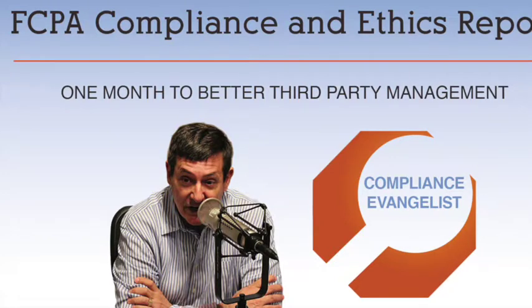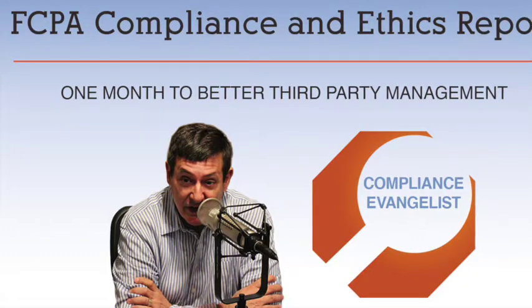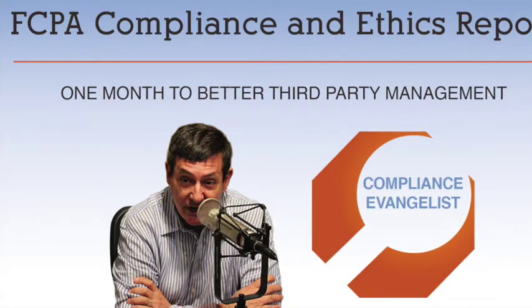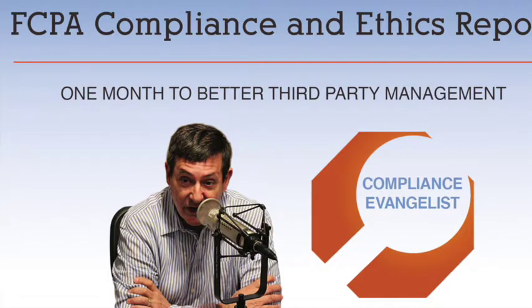In the United Kingdom, under the UK Bribery Act, under Principle 6 of the Adequate Procedures Compliance Program, the Ministry of Justice stated, "The commercial organization applies due diligence procedures taking a proportionate and risk-based approach in respect of persons who perform or will perform services on behalf of the organization in order to mitigate identified bribery risks."